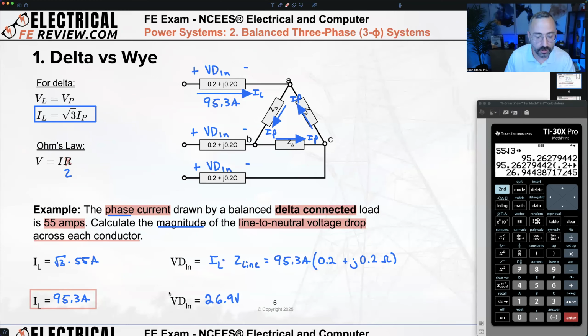26.9 volts are being dropped across each conductor as the current on A phase, B phase, and C phase flows from the power supply to the load. Good job, kid. Wonderful. Easy enough.